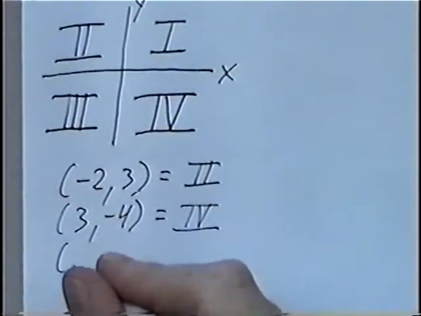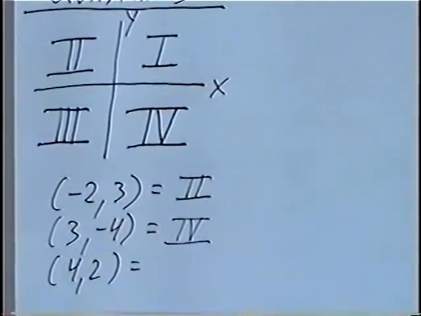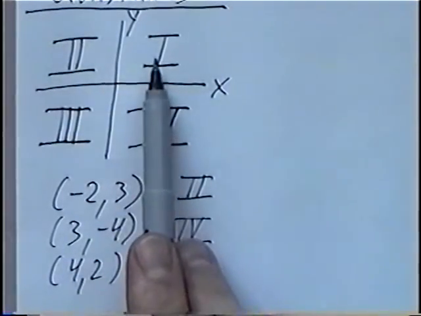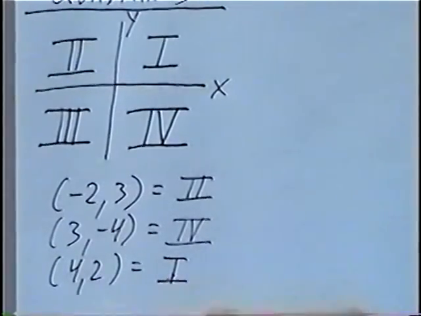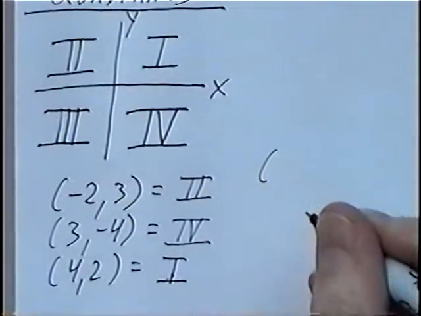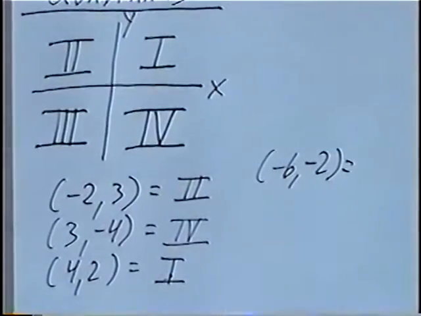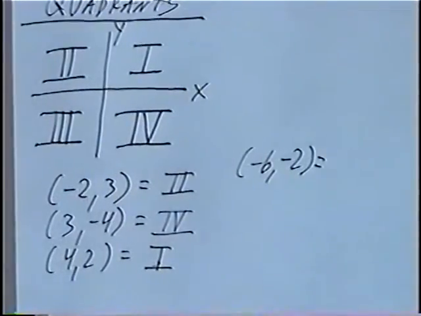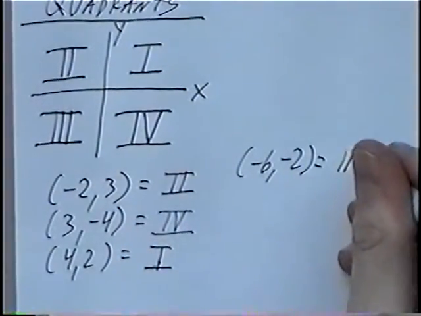Continuing on, the next point, (4, 2). (4, 2) would have a positive x value and a positive y value. So that would be quadrant 1. And the next point, (-6, -2). This point, they're both negatives. If we have a negative x and a negative y, that would be quadrant 3.